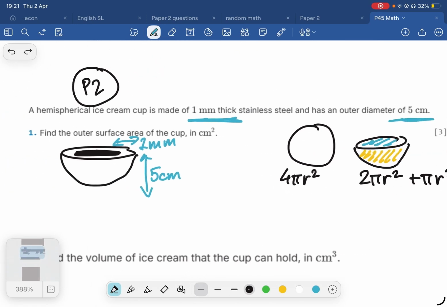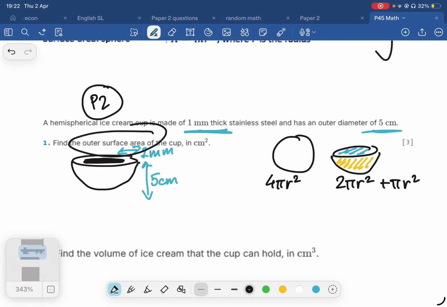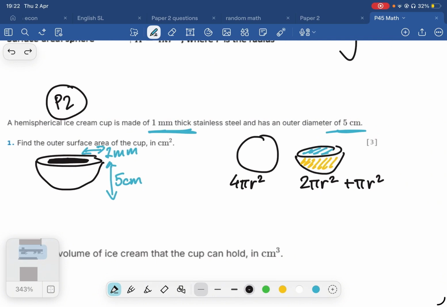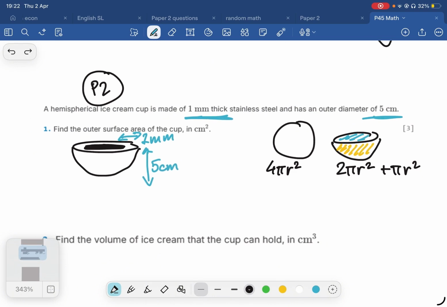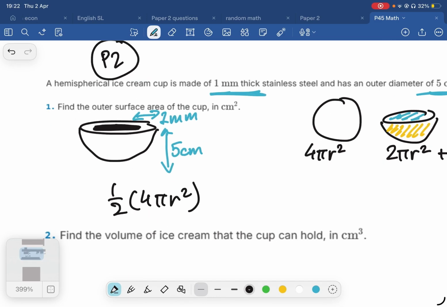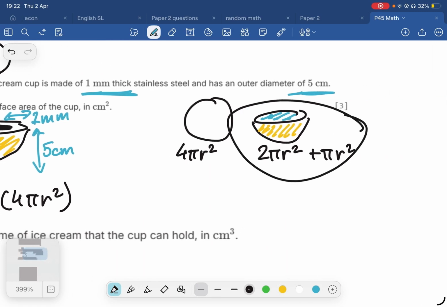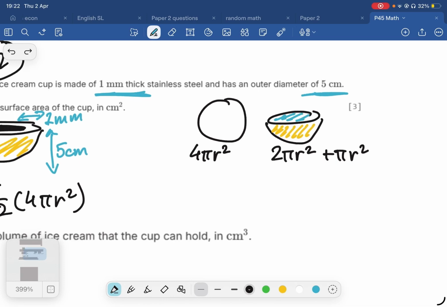But for this question, it's saying the outer surface area. So you don't actually have to account for that. You can just do 1/2 of 4 pi r squared because you're only talking about the outer part. But I just wanted to clarify because some students can lose marks here that you don't need to lose.